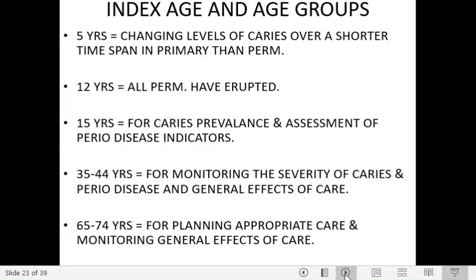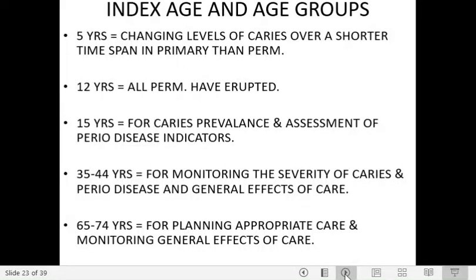So accordingly, you can choose 15 years for both caries prevalence and assessment of initial periodontal disease indicators. 35 to 44 years for measuring the severity of caries, periodontal disease, and finding out the general effects of the care. 65 to 74 for planning appropriate care and monitoring general effects of the care.